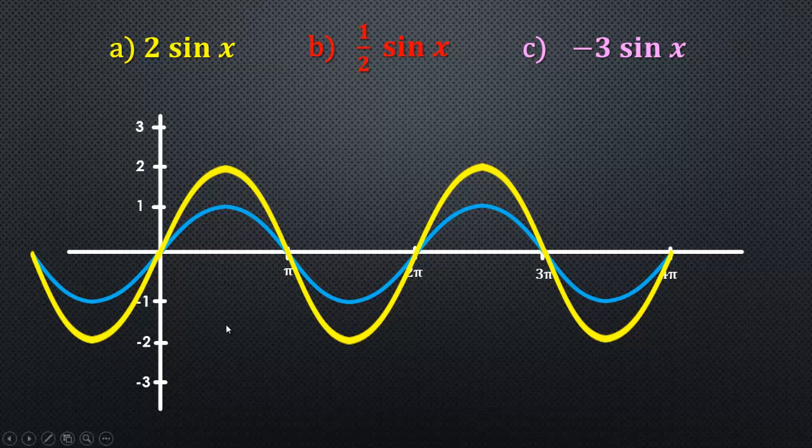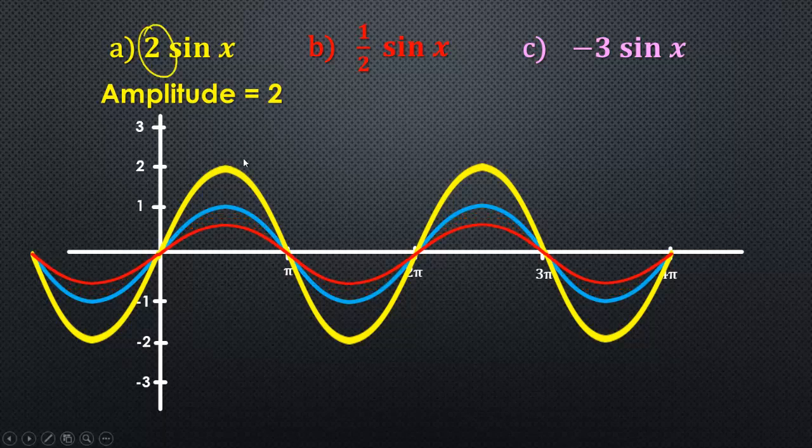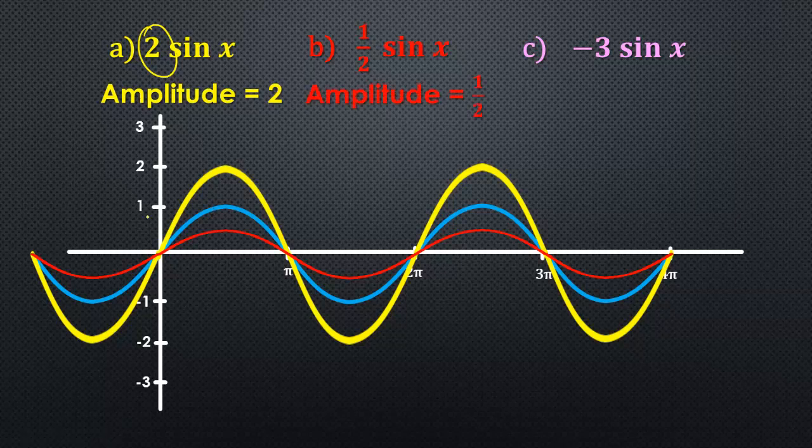If we take half the sine of x, it's going to shrink it. Oh, sorry, forgot. Amplitude, 2. Because of this number right here, we take the absolute value of that number. 1/2 the sine of x is going to shrink it. So instead of 1 and -1, we have 1/2 and -1/2 with an amplitude of 1/2. Again, absolute value of this number.